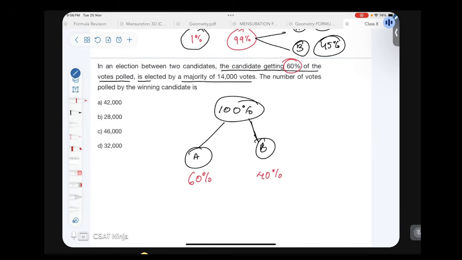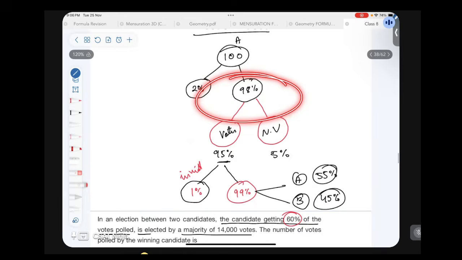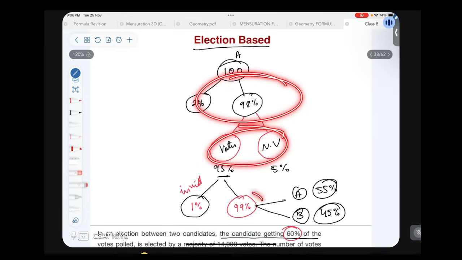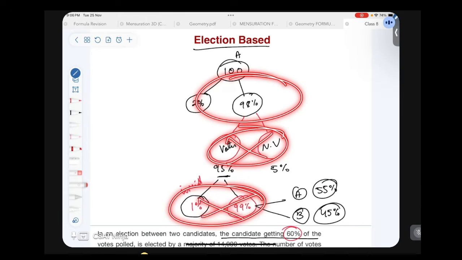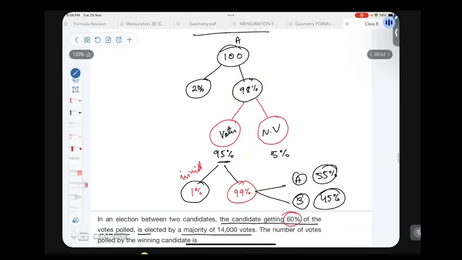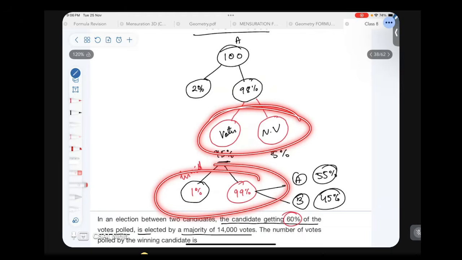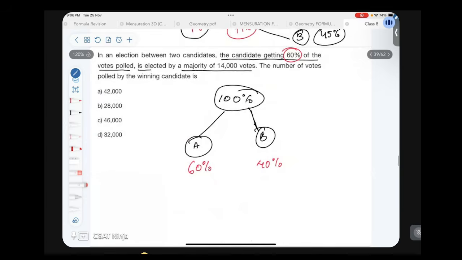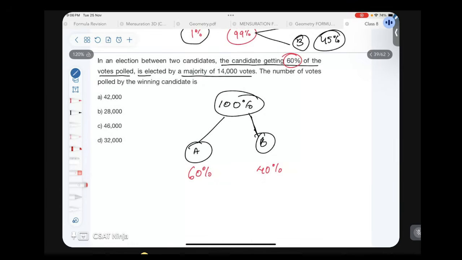Since there is no criteria or condition given here, like not voted or invalid votes, you don't need to complicate things. That means no condition is given, so I can just directly solve this one. From this 100%, there are A and B, and A got 60% and B got the remaining 40%.